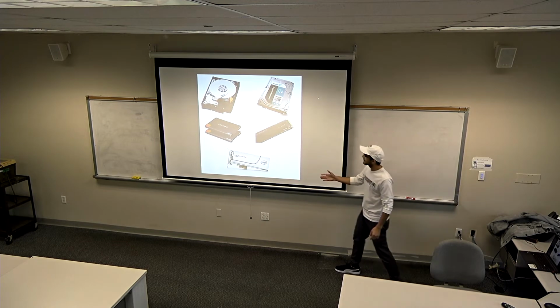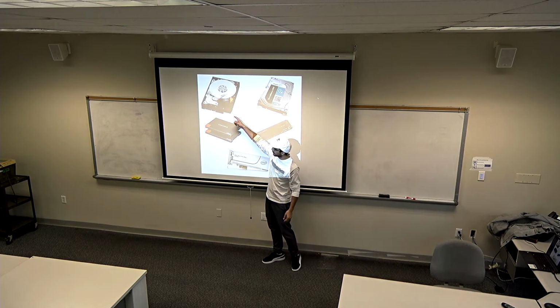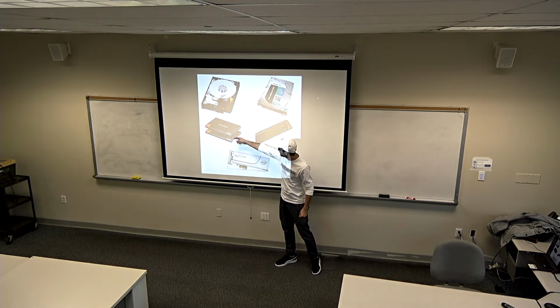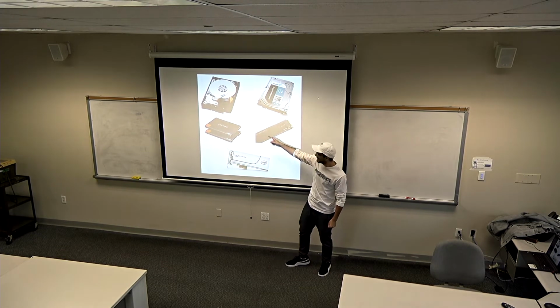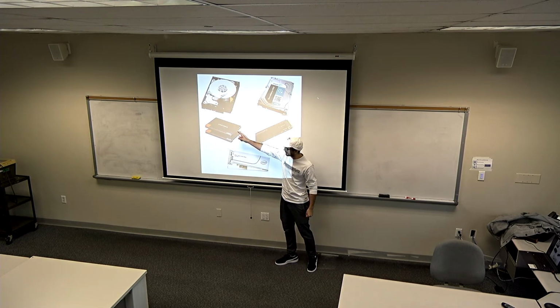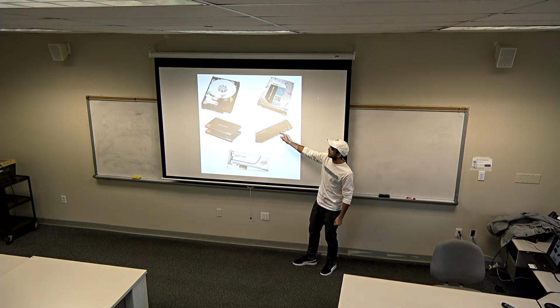Here's what you probably see in a computer. This is a standard hard disk drive. Same with this one, just covered up. This is an SSD. This is also an SSD, and this is also an SSD. Very confusing. This one is a SATA port. This is NVMe, PCIe.